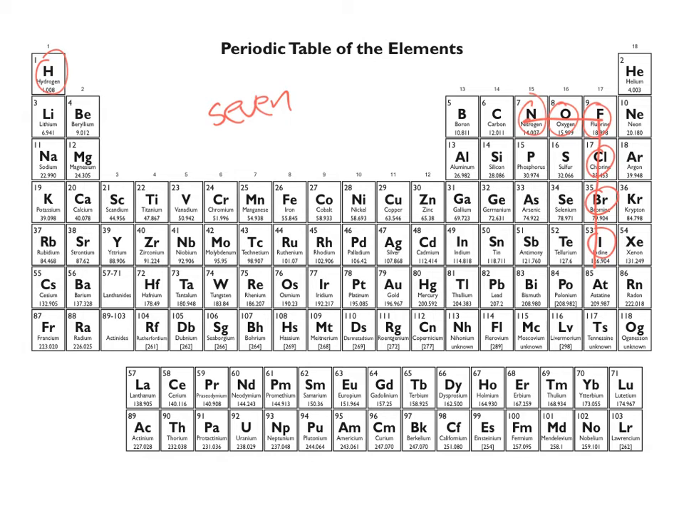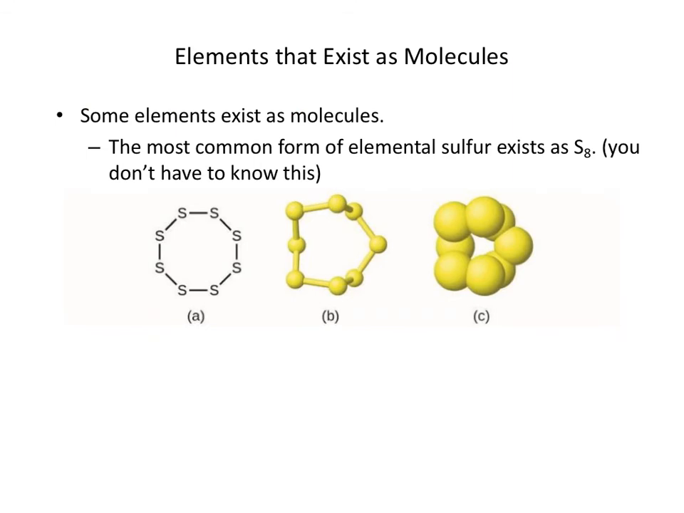Now, those 7 exist as diatomic molecules, but some elements exist as even bigger molecules. And now you don't have to remember this one. I just wanted to use it as an example. The most common form of elemental sulfur is actually S8. And so these are the structural formulas and then the ball and stick and space filling model of an S8 molecule.